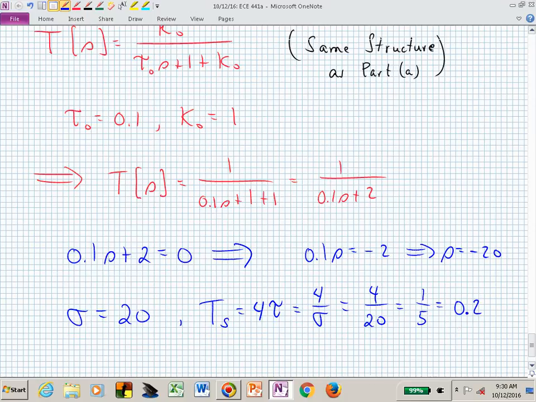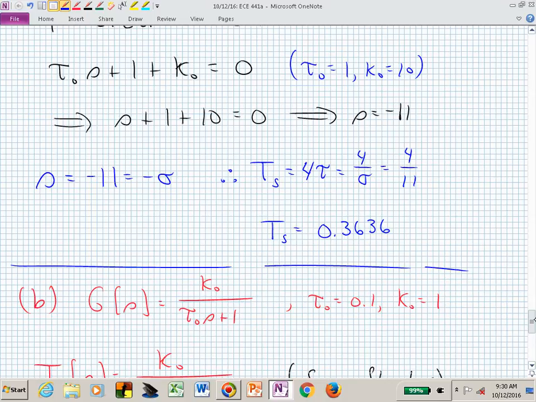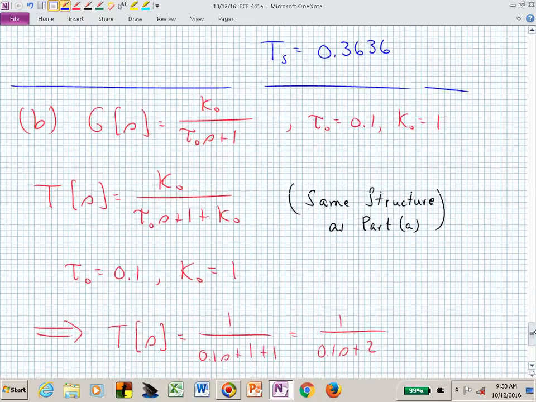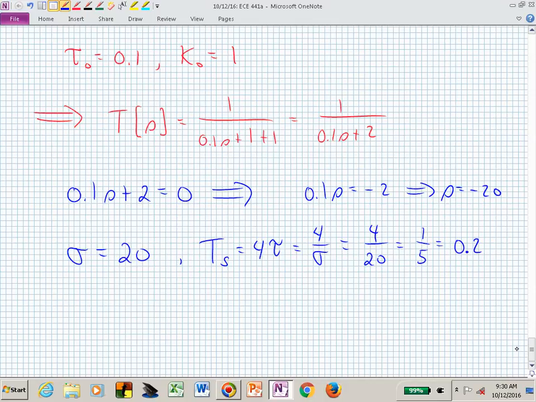And this one's even faster, isn't it, in terms of settling time? The first one was 0.3636, I think. This one's now 0.2. The gain wasn't as big, but our time constant was shorter in the open loop, and our pole was where relative to the A system? Where's this pole in B? A was at minus 11, B was at minus 20. We're going further into the left half plane. We're getting faster in terms of our system behavior.